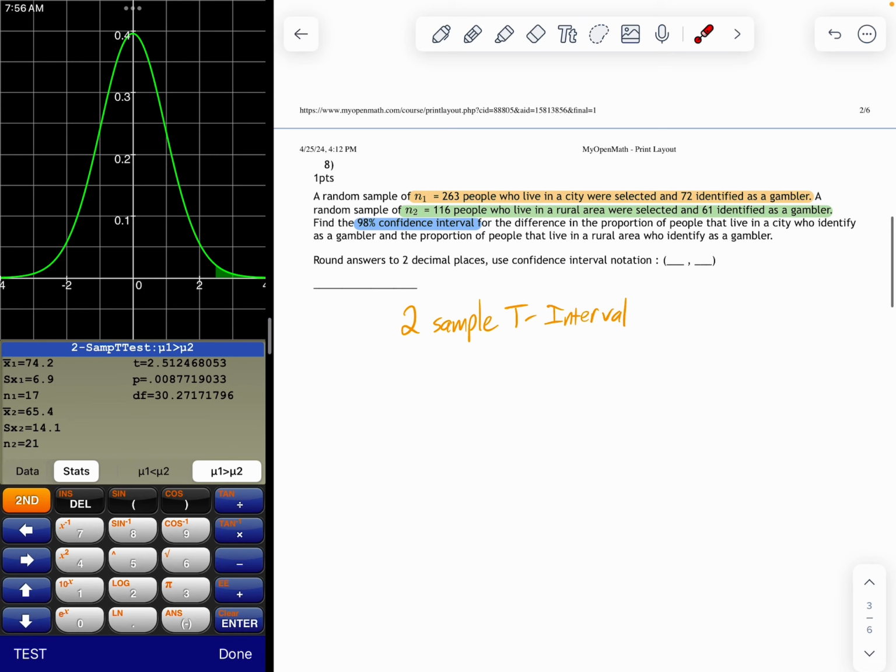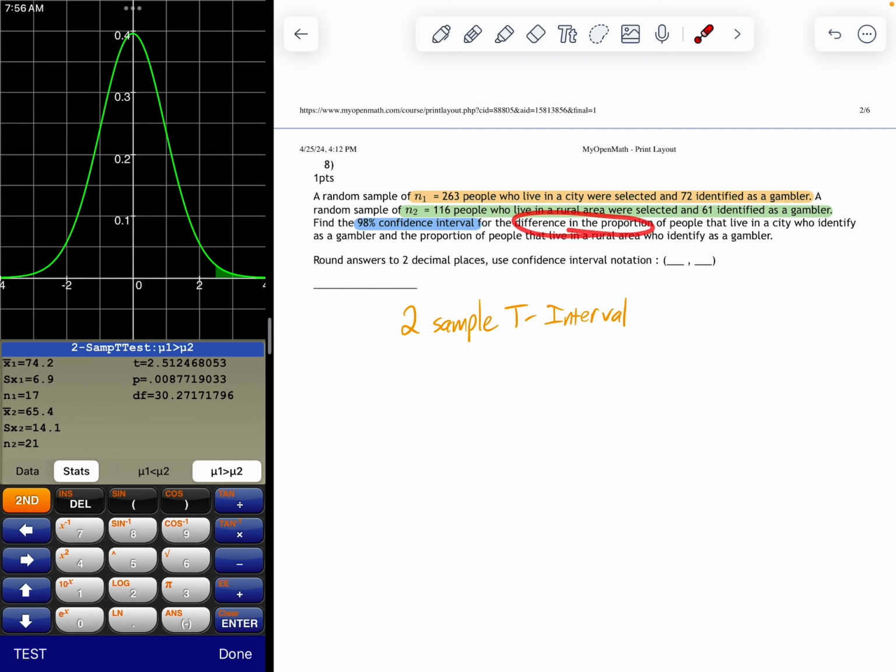All right, number 8. I've highlighted the 2 samples. The orange one is people who lived in a city that identified as a gambler, and the green one is people in a rural area who identified as a gambler. We're going to make an interval for the difference in proportion.